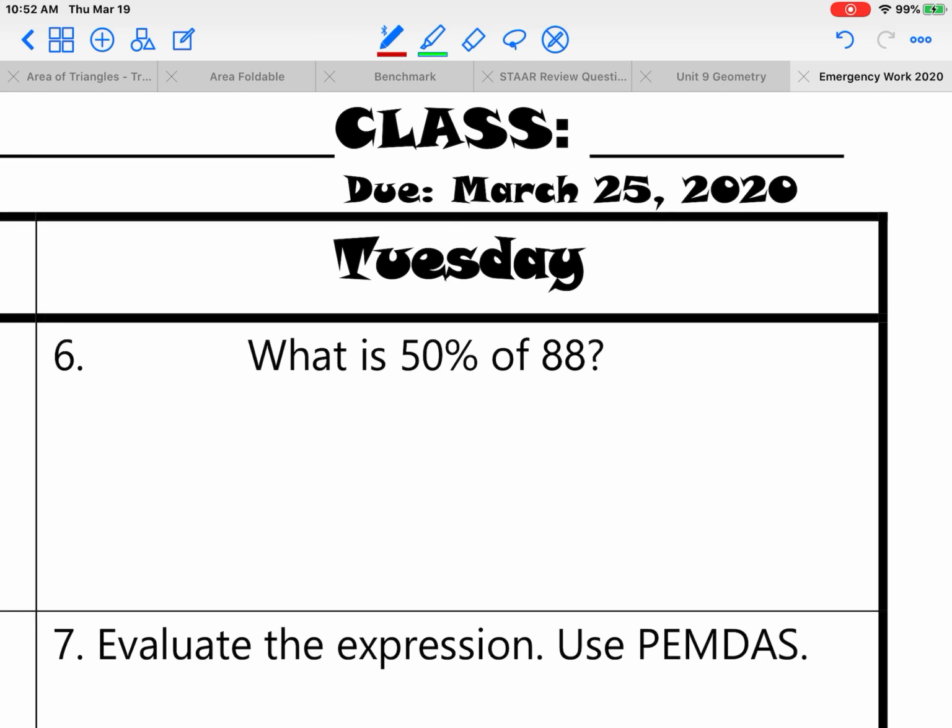Starting with number 6, I think most of you can find this answer in your head. 50% of 88 would just simply mean half of 88. But I do want to show you the proper steps to follow. So you take your 50%, whatever percent you have, goes over 100. And we make a percent proportion. So 50 over 100 equals, the second part of that is of 88, which means 88 is your whole, and you are looking for the part. That's your x. So 50 over 100 equals x over 88.